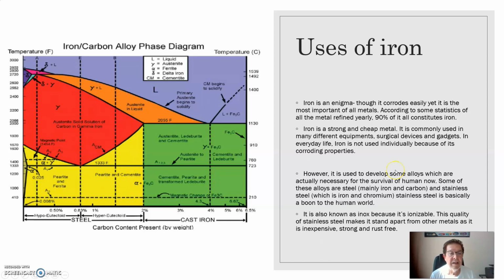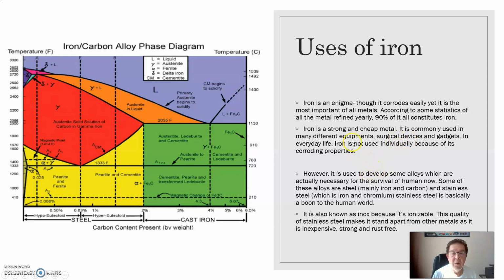It is very important to know that even though iron can be corroded so easily, it is the most important of all the metals. It is one of the metals that is more refined every year, and we can see that it's a very strong and cheap metal. And we can find it in all the instruments around us, from equipment to surgical devices.